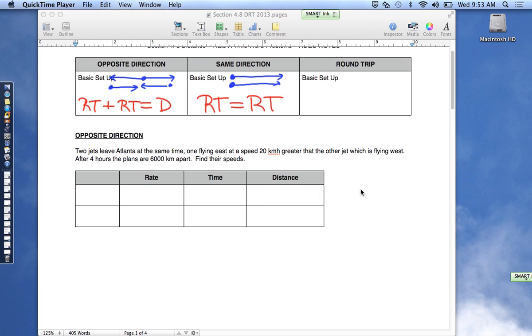And then the round trip. You're at home and you leave going to a destination. You reach your destination and you turn around and you come back home taking the exact same route. So you've traveled the same distance on both legs of your trip. So the rate times time going is equal to the rate times time coming home. So what's in red, those are the equation setups that you'll use once you organize all of the information in a problem.